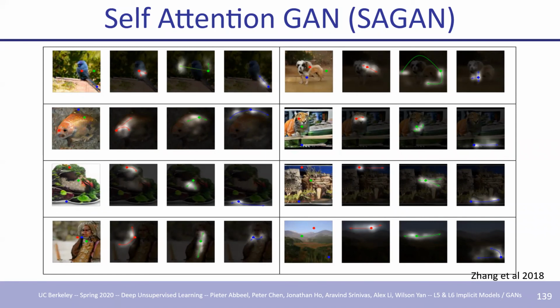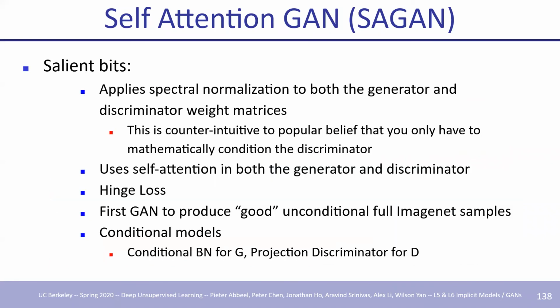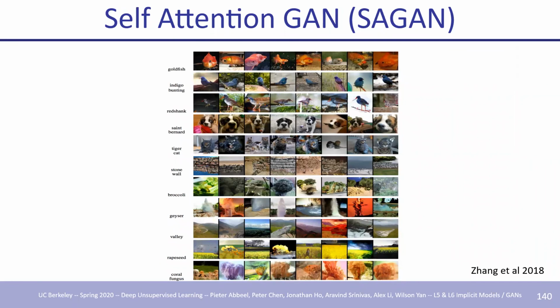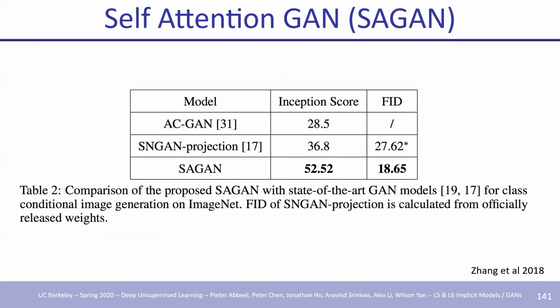So these were the first to produce ImageNet samples, the first ImageNet samples. And these were some of the images it generated. So yeah, and it pushed the inception score much higher.